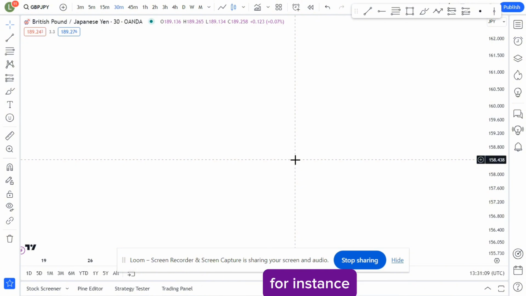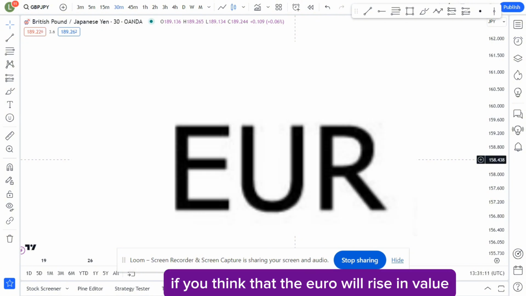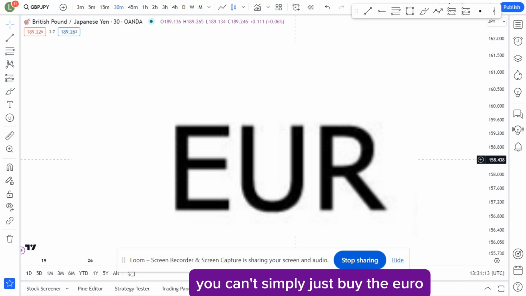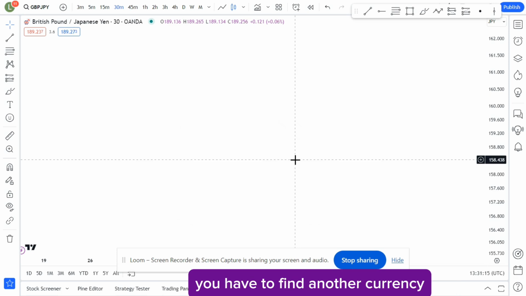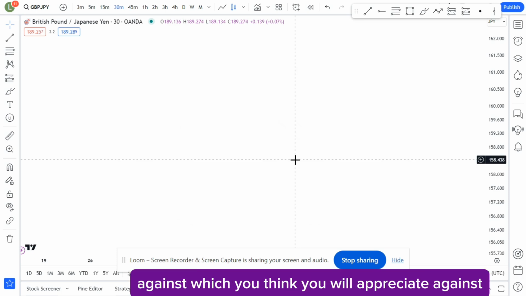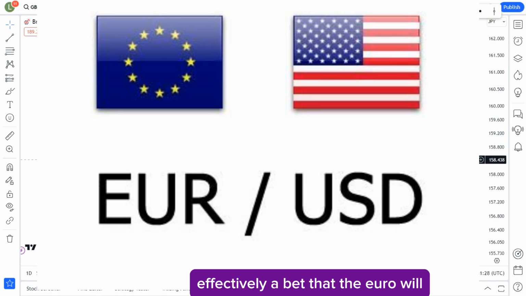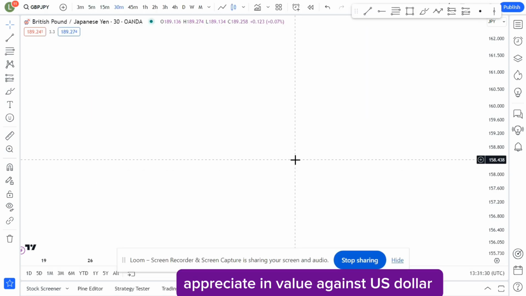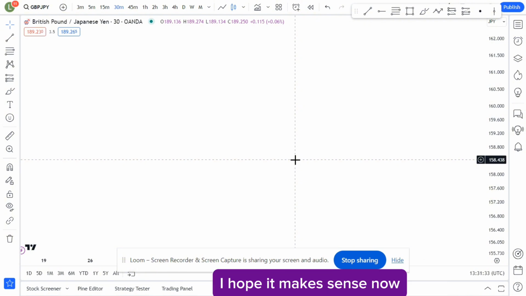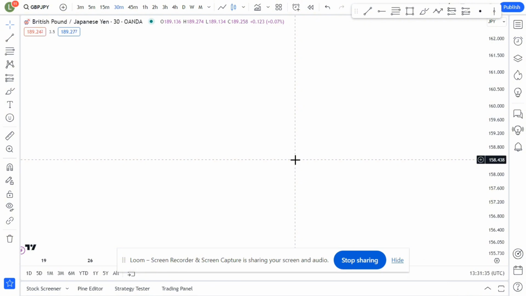All right. For instance, if you think that the euro will rise in value, you can't simply just buy the euro. You have to find another currency against which you think the euro will appreciate. I don't know if I'm making sense. Thus, you might buy euro USD, which is effectively a bet that the euro will appreciate in value against the US dollar. I hope it makes sense now.